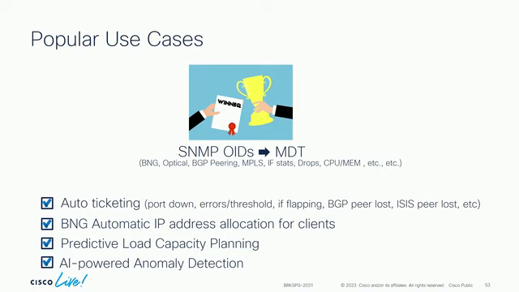Another one is BNG automatic IP address allocation for clients. You can monitor it with streaming telemetry, and we have pretty nice dashboards available for it. Load capacity planning: you can use traditional methods or you can use machine learning, because you have all the data available to you. So you can either build just visualization or you can analyze the raw data for it.